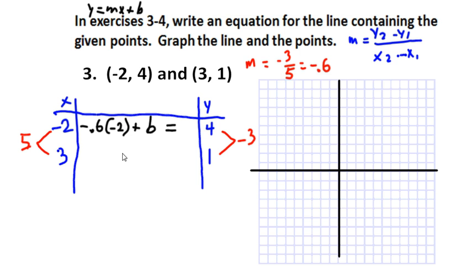So we can just work out this equation, and the equation is going to be -0.6 times -2 is going to be 1.2. 1.2 plus b is equal to 4. And if we subtract 1.2 from each side of the equation, we have b equals 2.8.